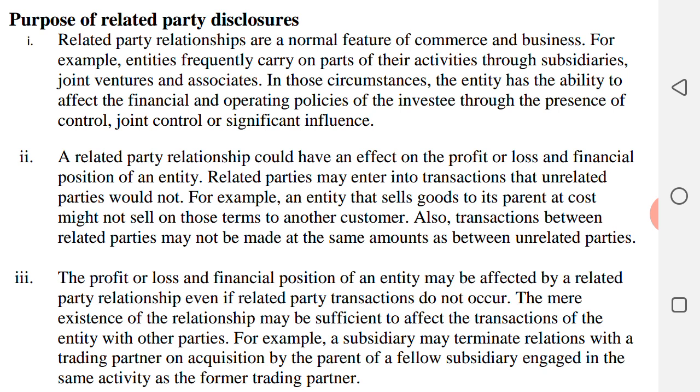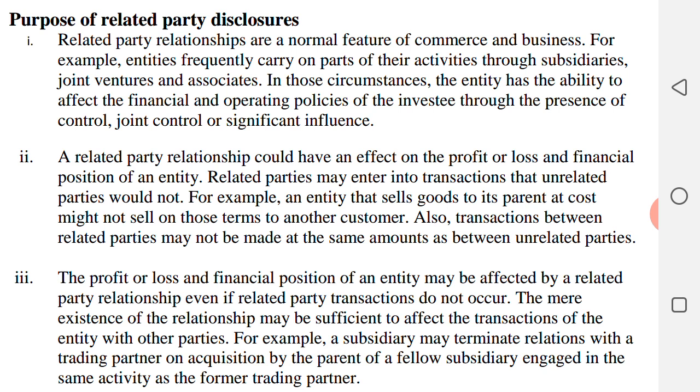Now I explain the purpose, the reasons of related party disclosure. Though I may not explain further, you can read the notes and understand. If any question, you can easily ask me. I'm free. Easily ask me.